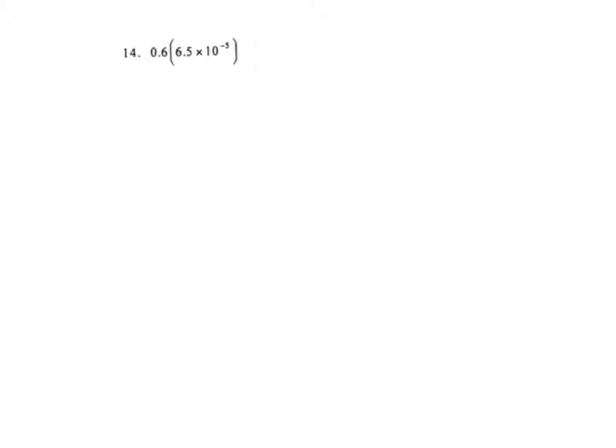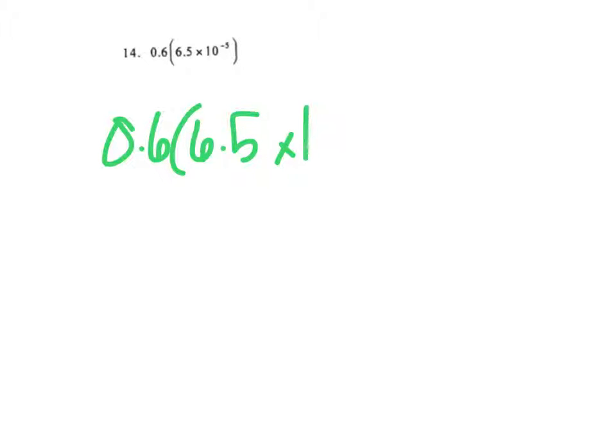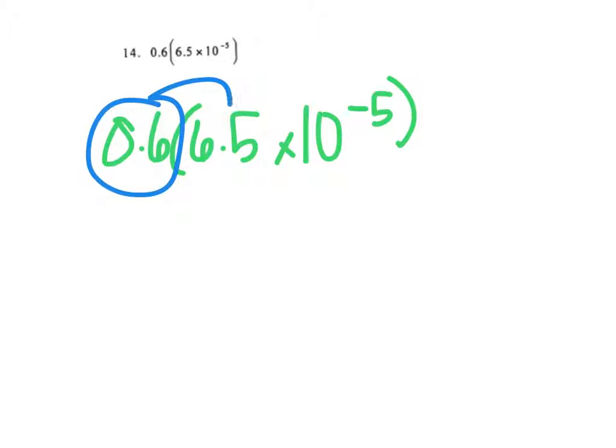The next one we have 0.6. Let's see, 0.6 times 6.5 times 10 to the power of negative 5. Again, you're going to take your number out front and multiply it by the number inside. So I'm going to do 0.6 times 6.5. When I do that, I get 3.9. So we have 3.9 times 10 to the power of negative 5.